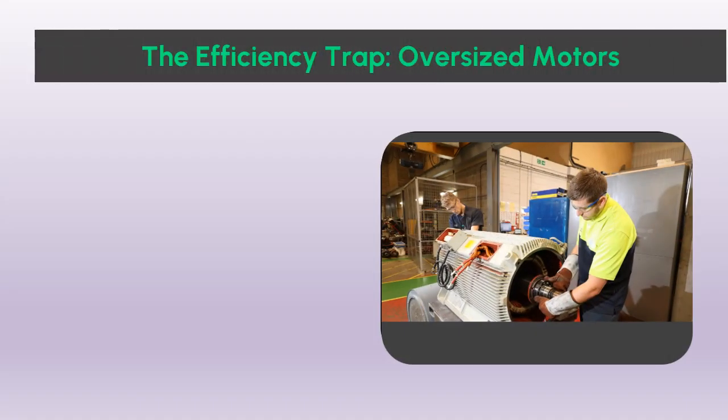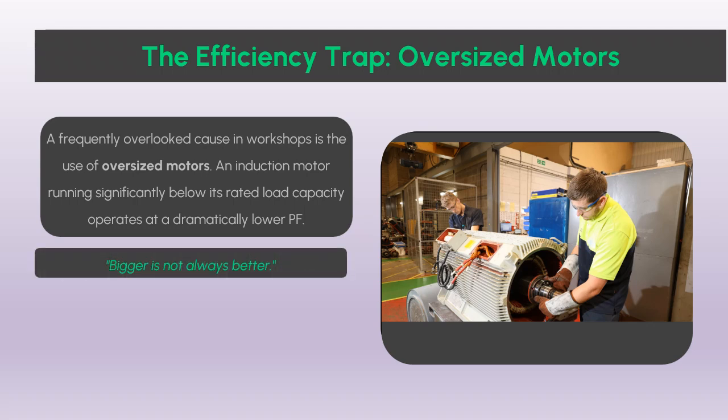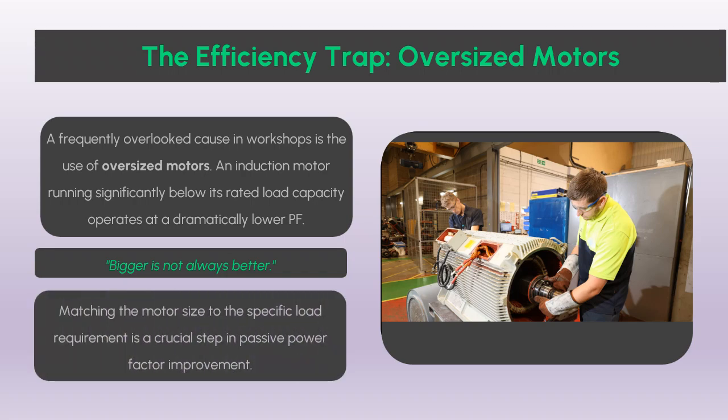The efficiency trap. There is also a common engineering mistake that destroys efficiency: the oversized motor. There is a tendency to think bigger is better for reliability. However, an induction motor running at only 30 or 40% of its rated load operates at a terrible power factor compared to one running at full capacity. Proper sizing is the first, passive step toward a better PF.